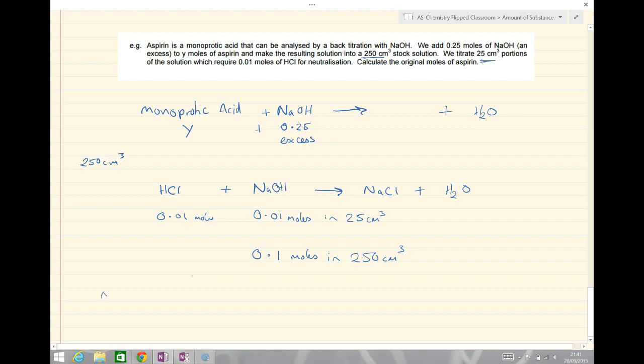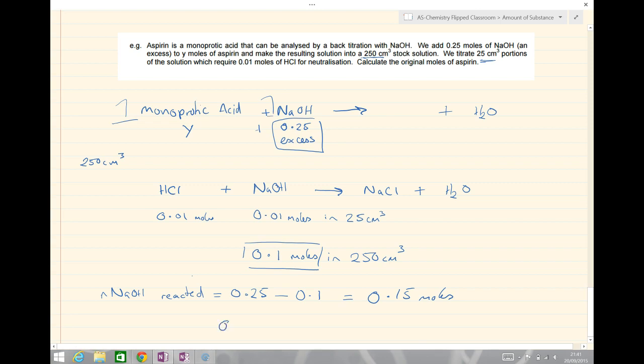That means the moles of sodium hydroxide that reacted with the aspirin is going to be equal to 0.25 moles, which we get from our excess up here, take away 0.1 moles, which is the amount left over. That means we have 0.15 moles of sodium hydroxide that reacted with the monoprotic acid. Because the monoprotic acid to the sodium hydroxide was a 1:1 ratio, we must have had 0.15 moles of aspirin to start with, the monoprotic acid.